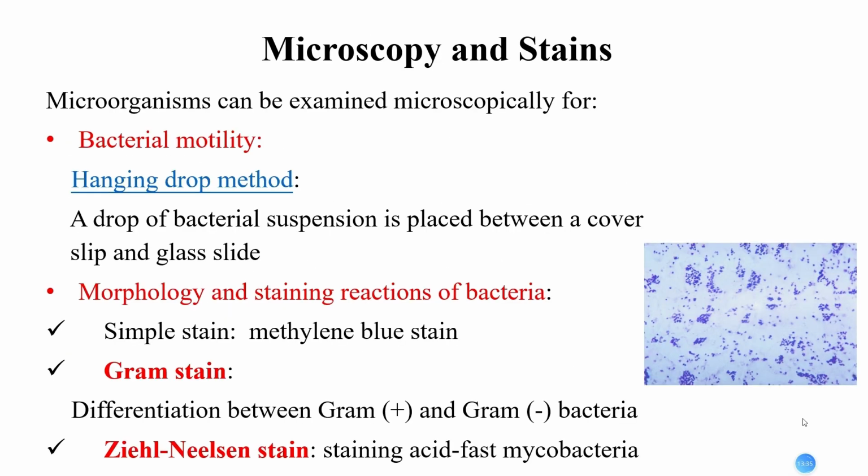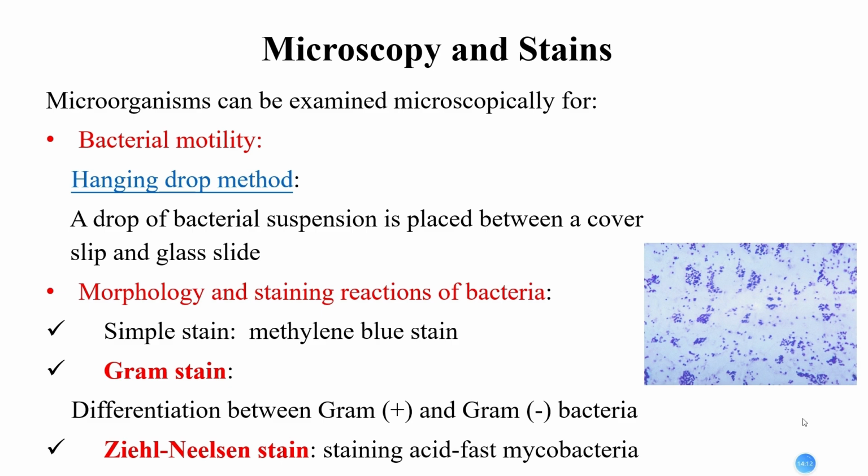And once you get a specimen, sometimes as a doctor, you can also examine the morphology of the bacteria. Or if you work in the lab, you want to examine the bacteria in the specimen. You can examine either live bacteria or stained bacteria. If we want to observe live bacteria, we usually check their motility, whether the bacteria are motile or not. The method we use is called the hanging drop method.